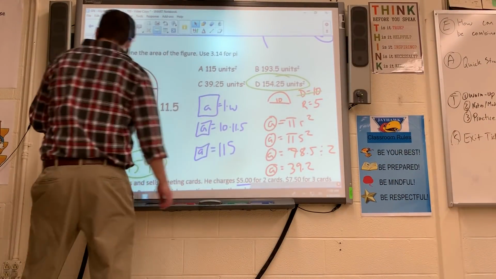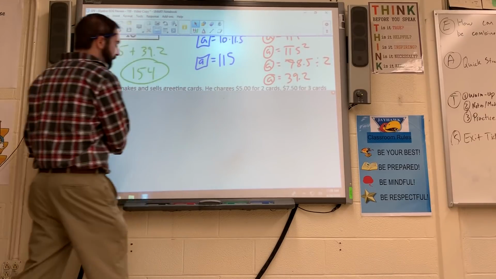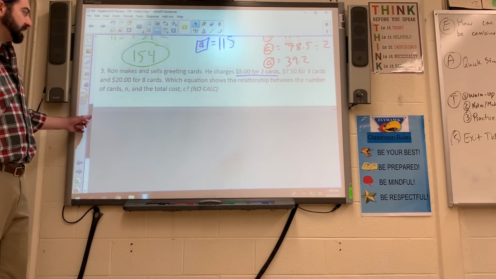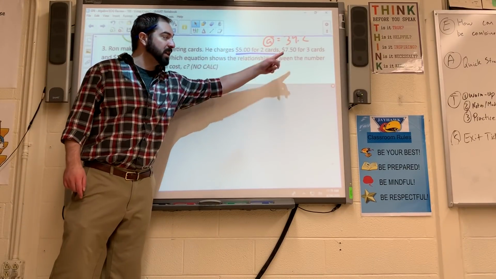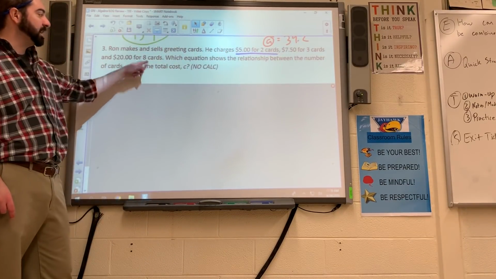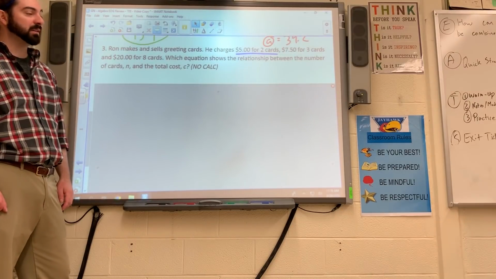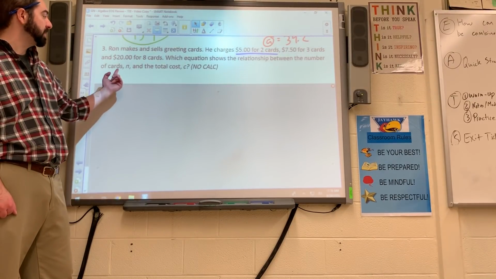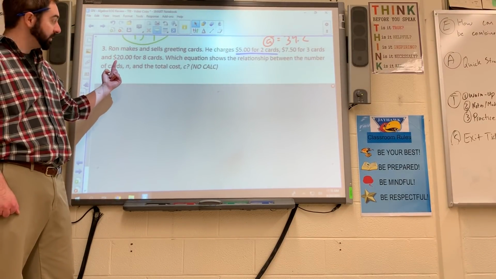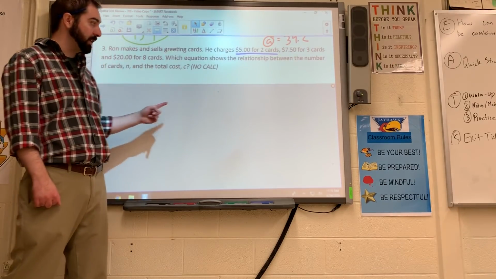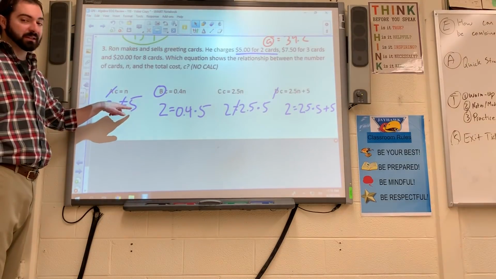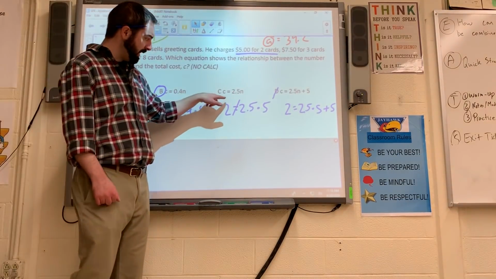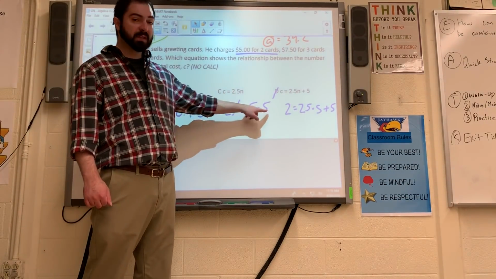Number three, little guess and check problem. It tells us Ron makes and sells greeting cards. $5 for 2, $7.50 for 3, $20 for 8. Well, we're going to use these numbers and just see, using the ratios, with n and c as our variables, which equation holds true? Well, c equals n. 2 is not the same as 5. Answer choice C, 2.5 times 5.